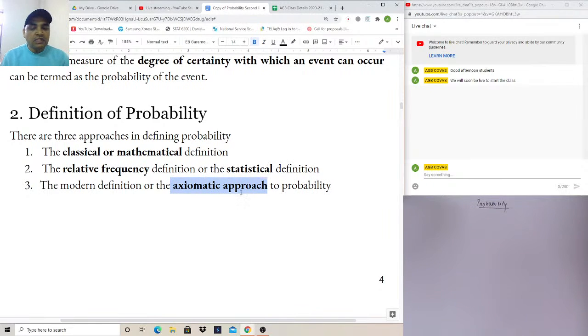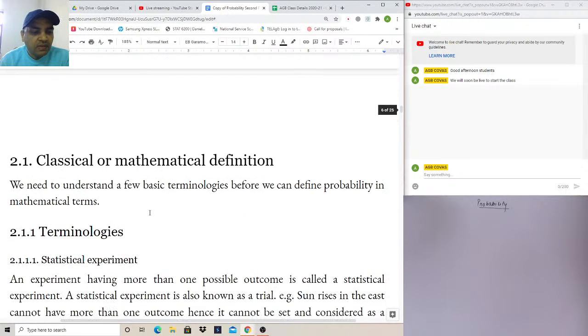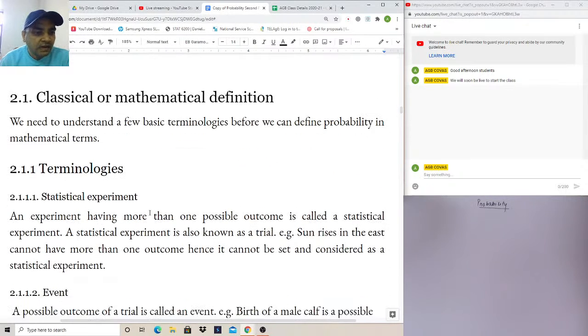So these are basically the three approaches to define the probability, and we will learn one by one how to define probability in terms of the classical or mathematical definition, in terms of the relative frequency or statistical definition, and on the basis of the axiomatic approach or the modern definition. So let us start from the classical or the mathematical definition.